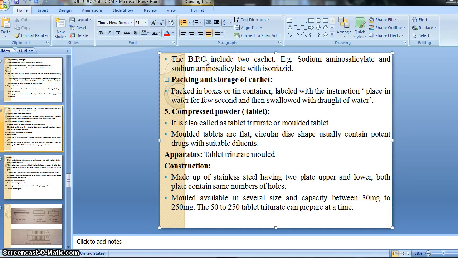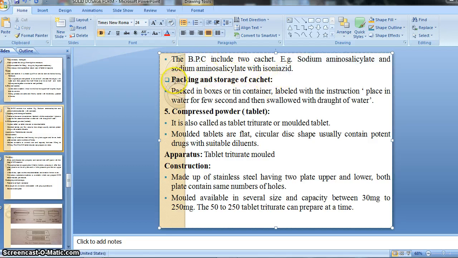In the British Pharmacopoeia, two kinds of sachet are given. That is sodium aminosalicylate, and sodium aminosalicylate with isoniazid, right? Means these two kinds of medicines are dispensed in sachet form, or packed in a sachet. And this is given in the British Pharmacopoeia, that is the official book.